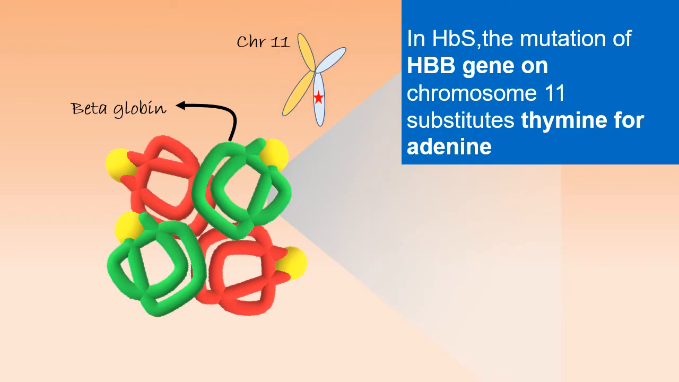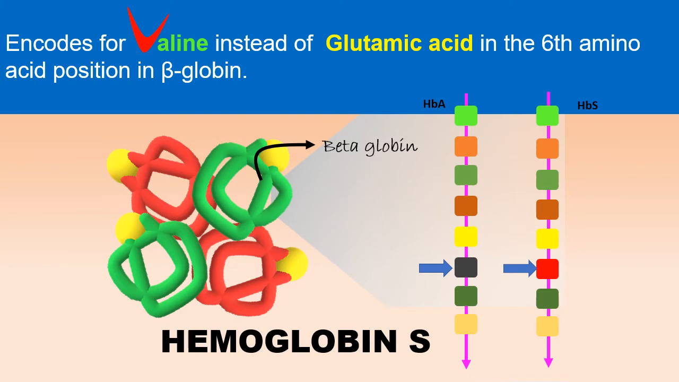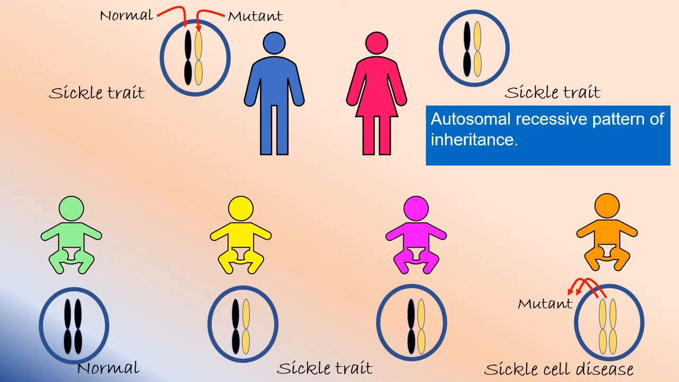In hemoglobin S, there is mutation of the HBB gene located on chromosome 11 that encodes for the beta globin chain. As a result of this mutation, there is substitution of thymine for adenine, encoding of valine instead of glutamic acid in the sixth amino acid position in the beta globin chain. There is an autosomal recessive pattern of inheritance.